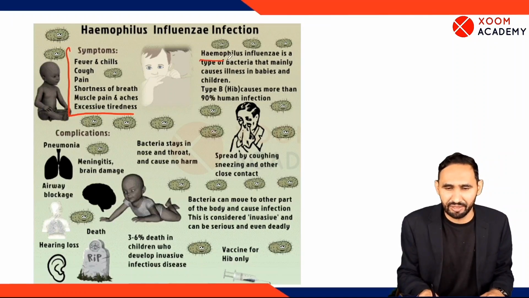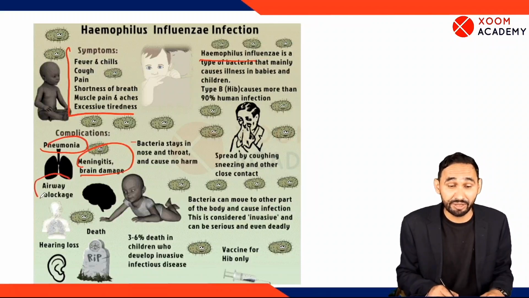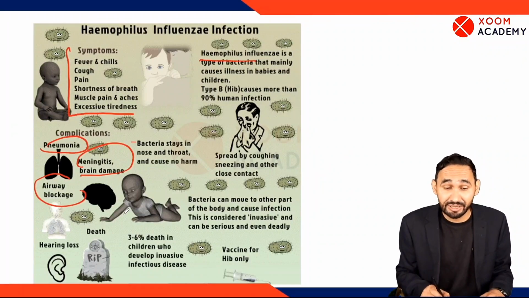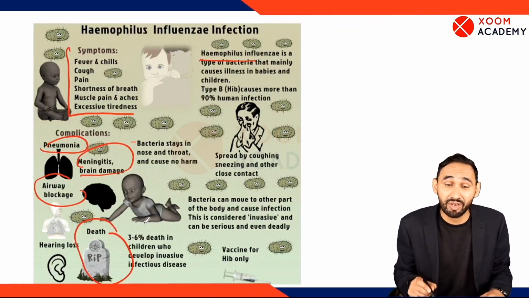Haemophilus influenzae is the causative agent. It transfers from person to person. It can cause meningitis as a complication. It can cause pneumonia. It can cause airway blockage. It is lethal in children and may cause death. So there is a need to control influenza. There is a need to manage influenza.